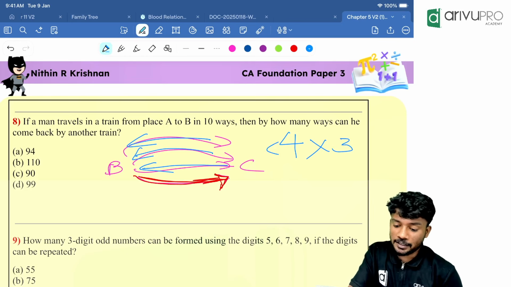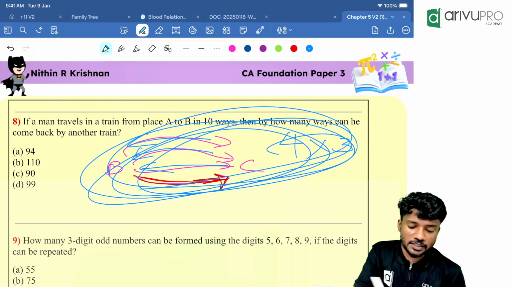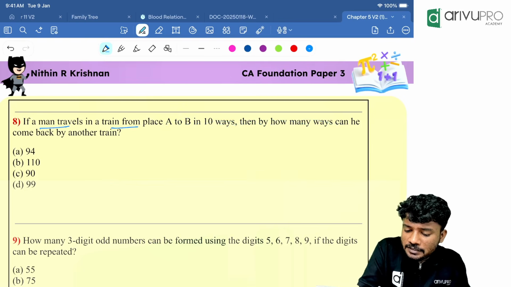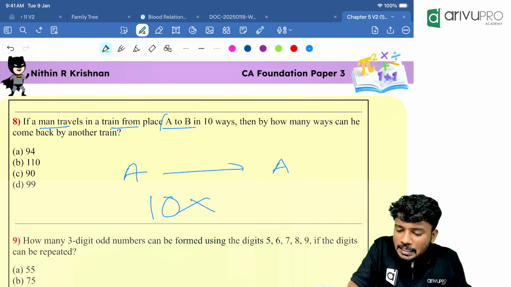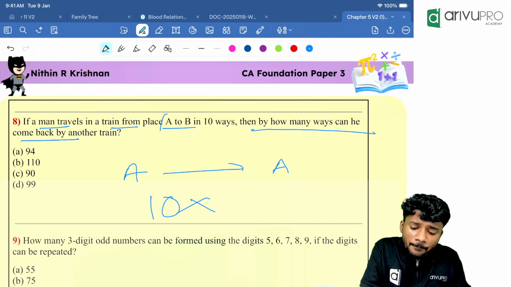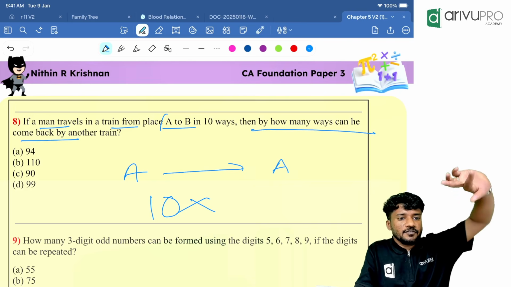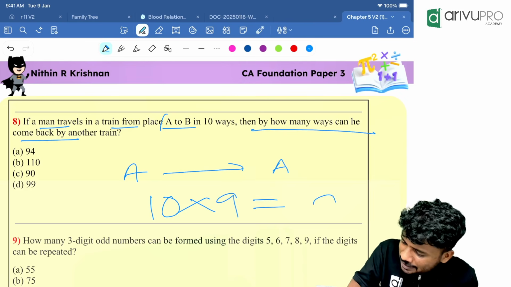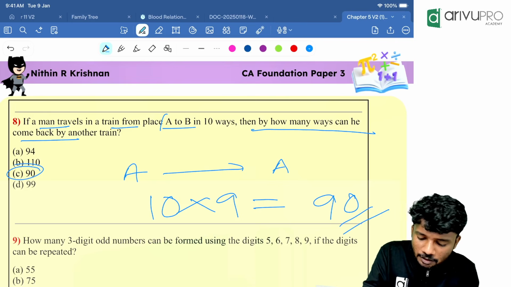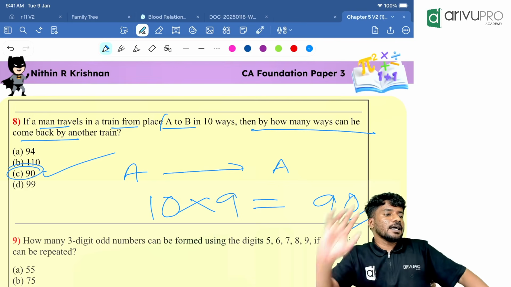3 are remaining. So using the same logic, a man travels by a train from A to B. Okay, A to B he went in 10 ways. Then by how many ways can he come back by another train? That means if he is coming back by another train, how many can be there? 9. 10 into 9 is how much? 90. Option C is the answer.